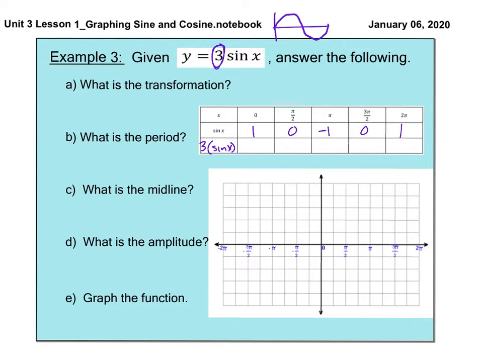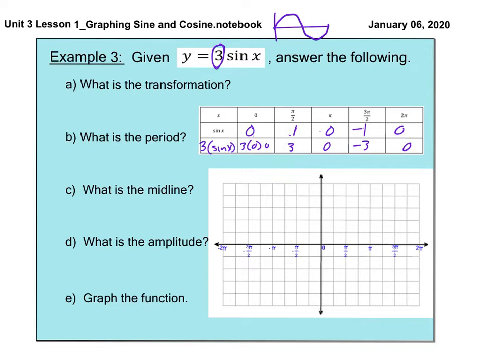Sorry, I put the wrong ones in there. My bad, switch those. If you were clever and caught it, good for you. So 3 times 0, 0. 3 times 1, 3. 0, -3, 0. Basically, I take whatever my values are and multiply them by 3, which, what's my transformation?